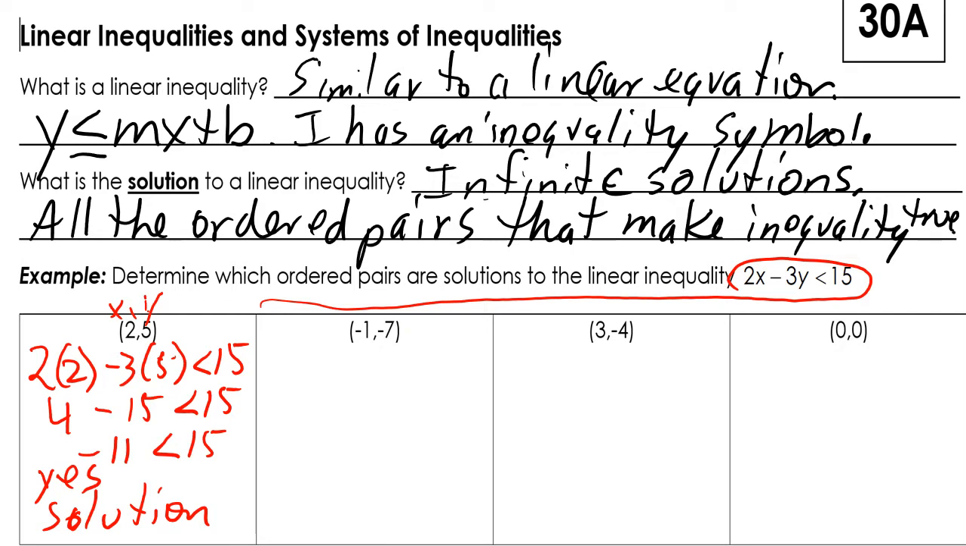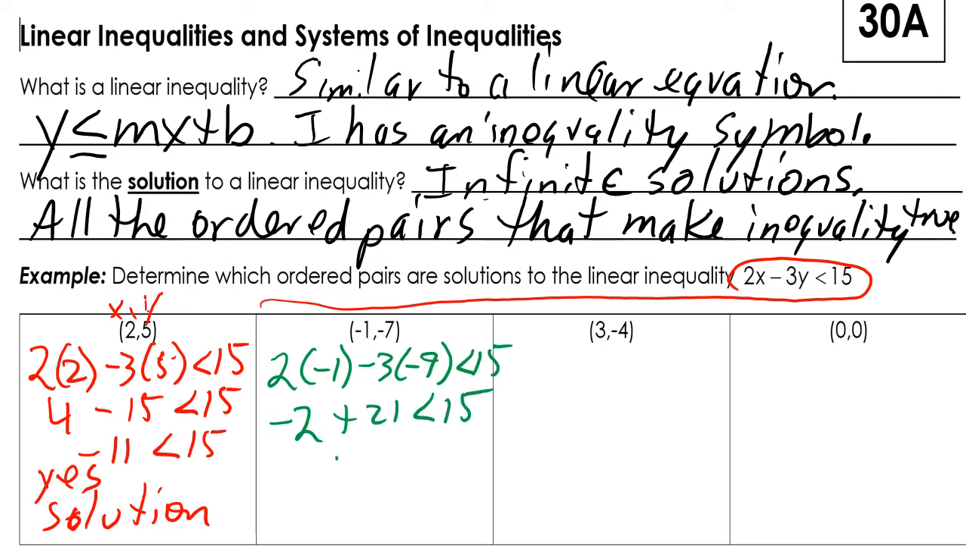Let's try another one. 2 times negative 1 minus 3 times negative 7 is less than 15. Negative 2 plus 21 is 19, which is less than 15. False. No. Not a solution. All right, see how this works?